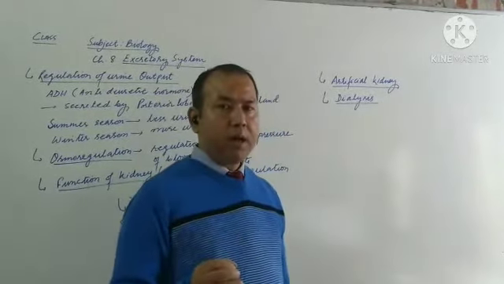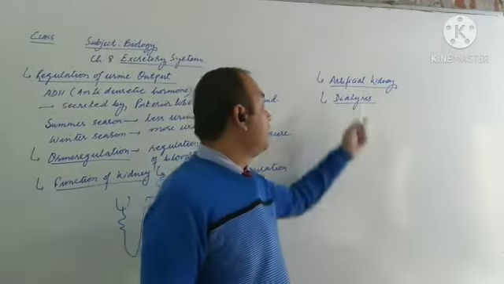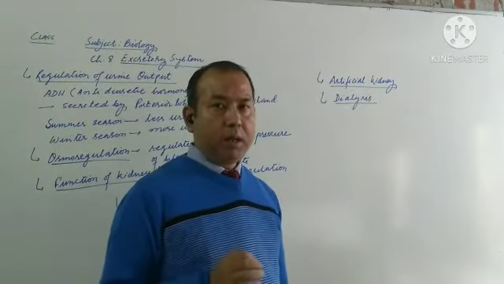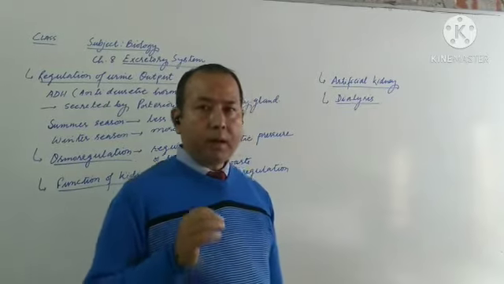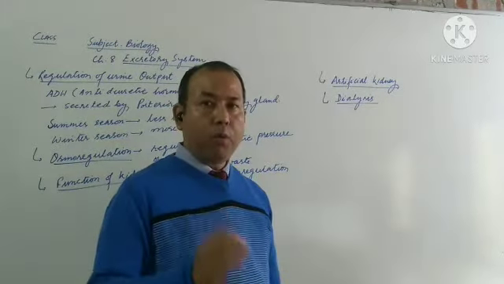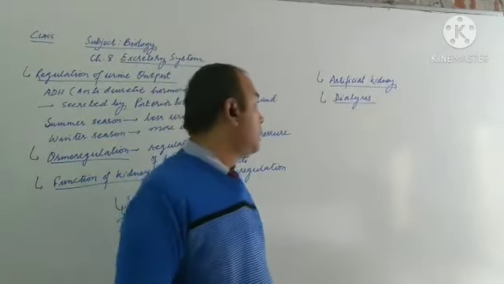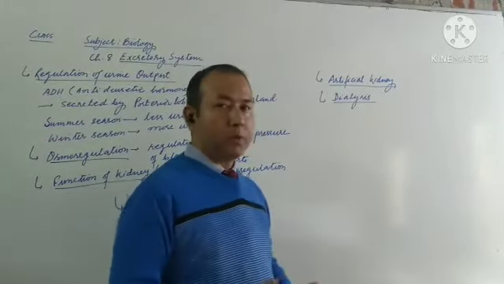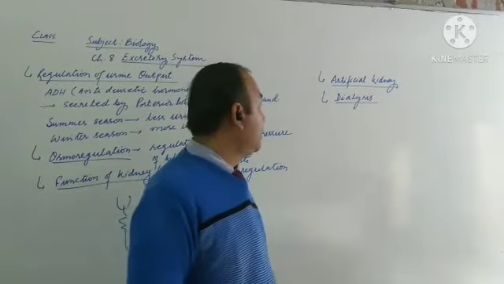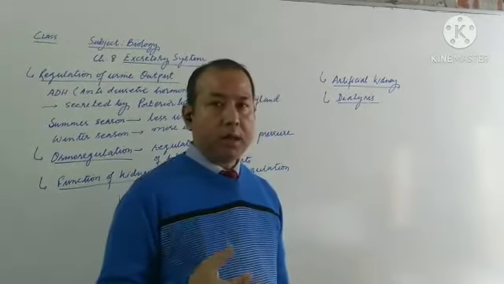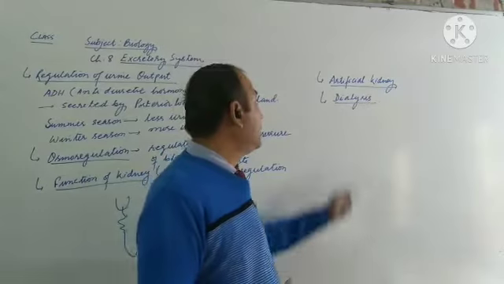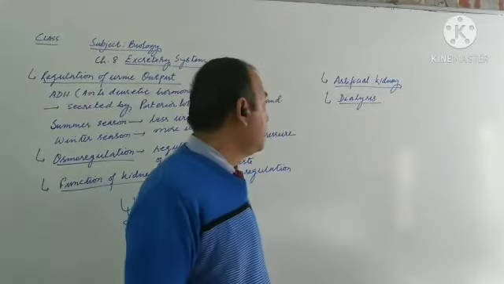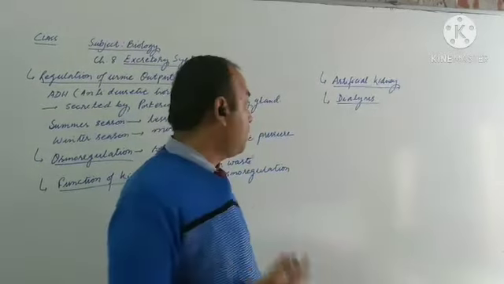So, simply to define, an artificial kidney is a machine which is used to purify the blood when both kidneys of a person fail. Dialysis is the process of purifying the blood by using an artificial kidney or artificial machine. So this is how you can define artificial kidney and dialysis. Many times it has been asked. I think in this video this much we have completed this chapter.